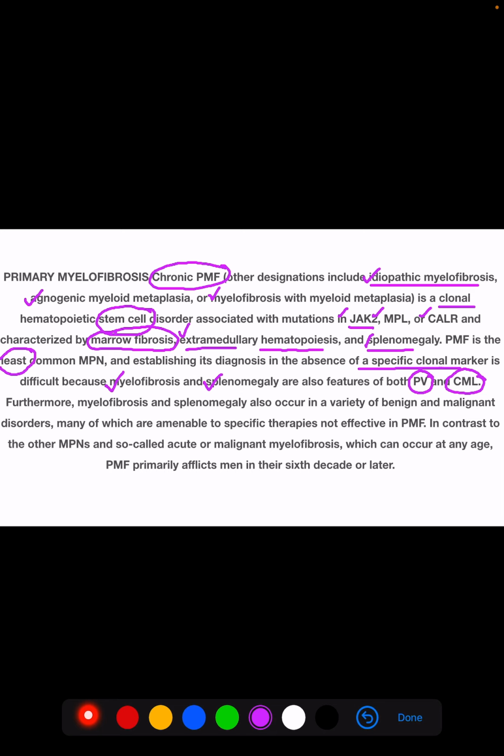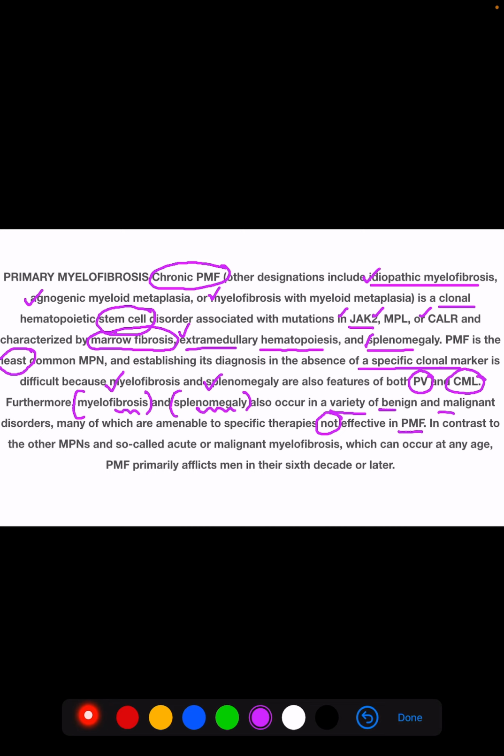Furthermore, myelofibrosis and splenomegaly also occur in a variety of benign and malignant disorders, many of which are amenable to specific therapies which are not effective in primary myelofibrosis.